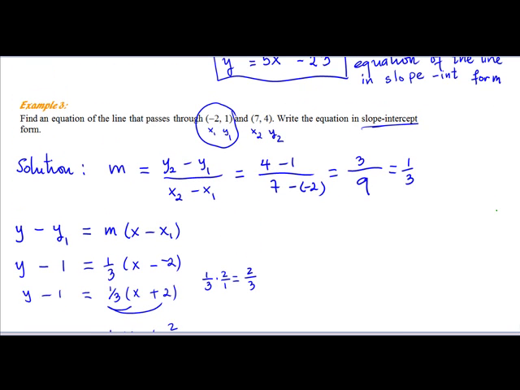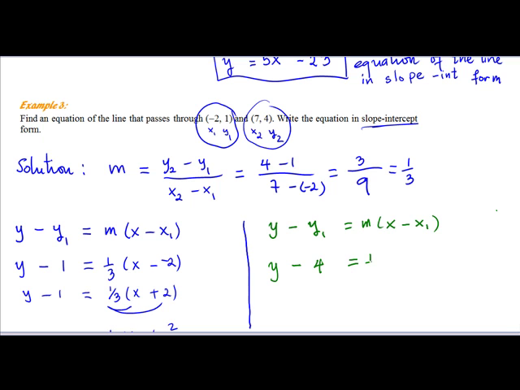Okay. Now let's compare this answer with the same thing, but we're going to use this point for x1 and y1. So like this. Now I'm going to write in green. Let's copy the formula again. So now y, this stays the same. y1, in this case we pick this point, which is 4. Our slope is 1/3, then x minus 7. Alright, now I'm going to simplify.